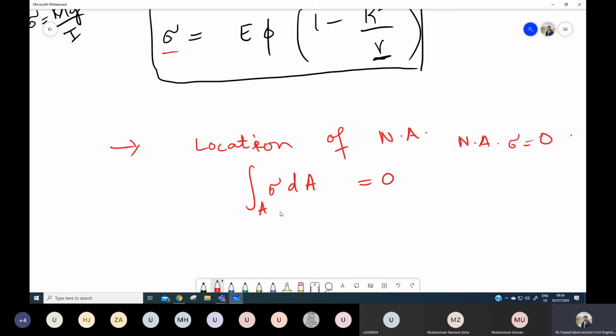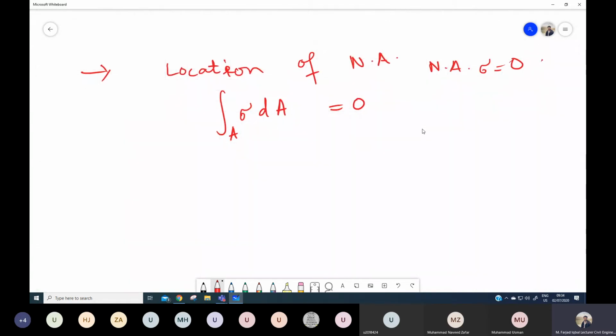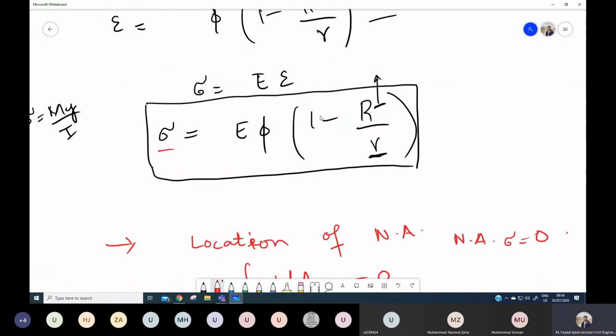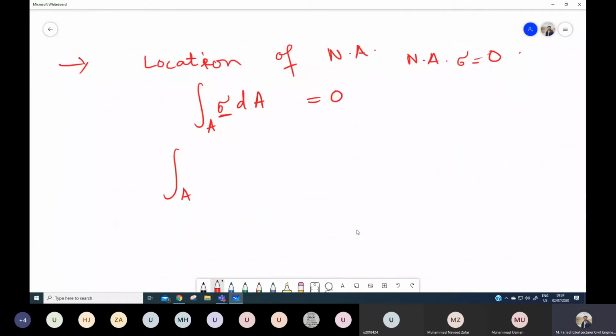So I will apply this condition that the total stress which is acting on the cross section is equal to 0 at one particular fiber, and that fiber is our neutral axis. So based on this condition, we will make one derivation for the location of neutral axis. So we know that this stress which we have just calculated, this equation, is equal to E phi into 1 minus capital R over R.